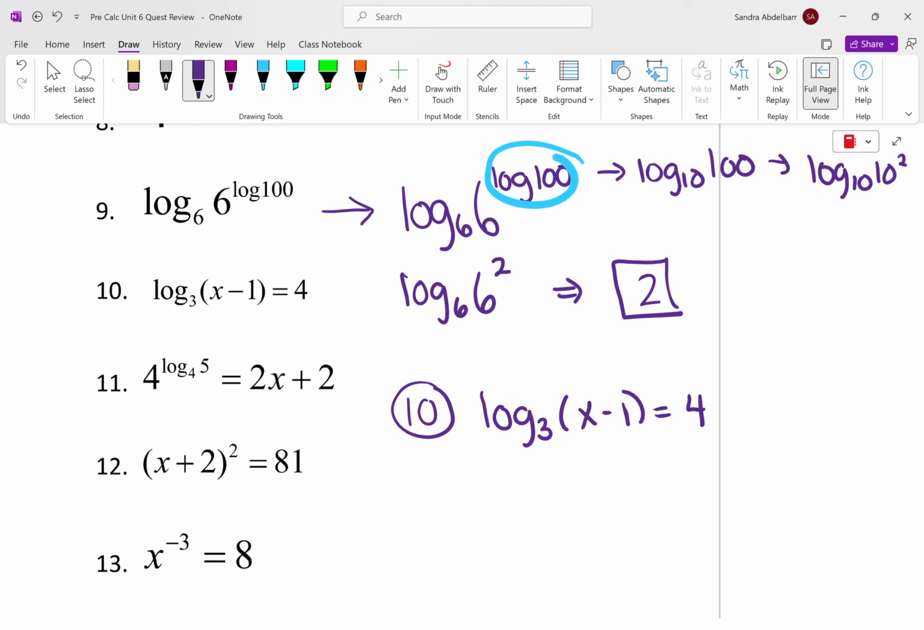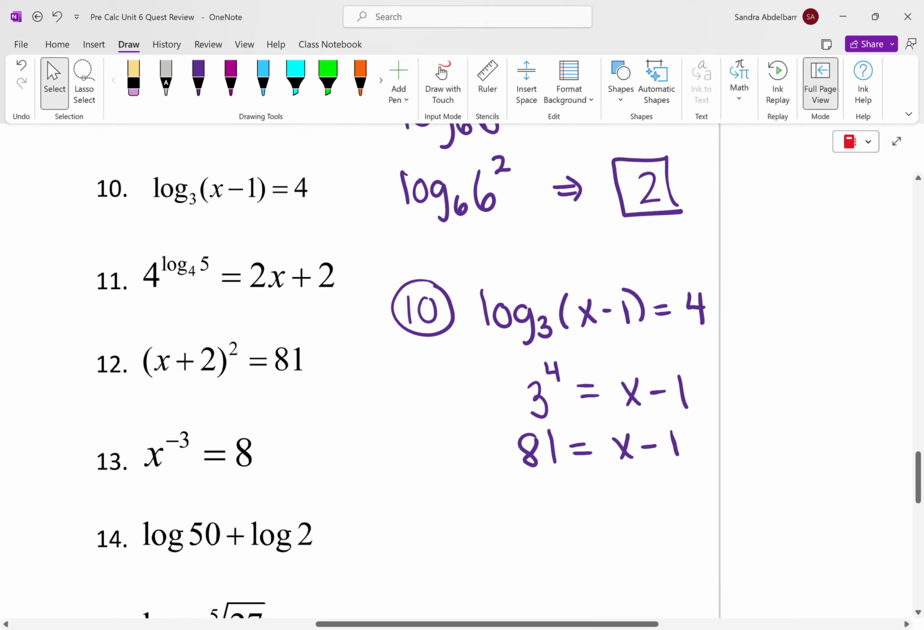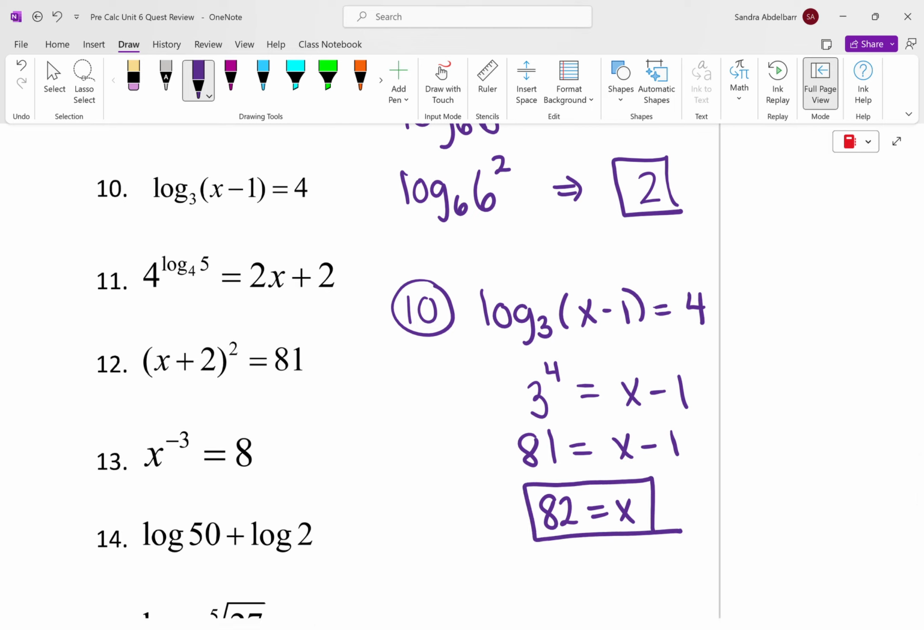we have log base 3 of x minus 1 equals 4. For this, we're going to change it back into exponential. So this is 3 to the 4th equals x minus 1. Right? Log, base, answer equals exponent. Well, 3 to the 4th power is 3 times 3 times 3 times 3, which is 81 equals x minus 1. What do you think I'm going to do now? Add that 1, so we have 82 is equal to x. That's number 10.